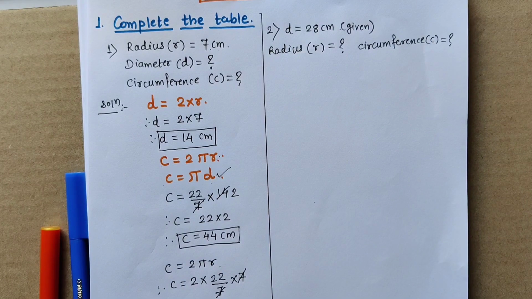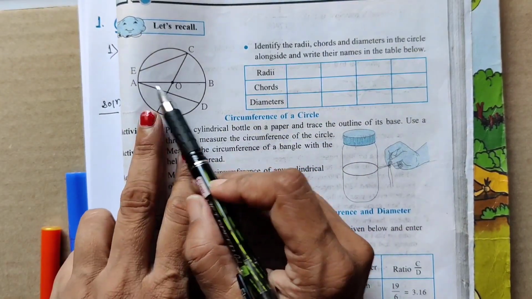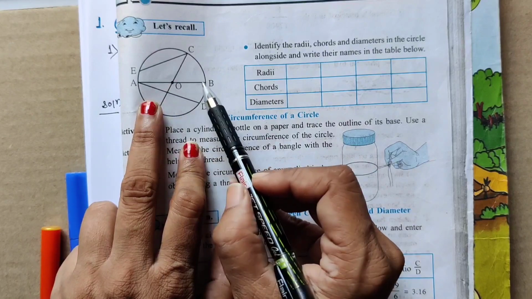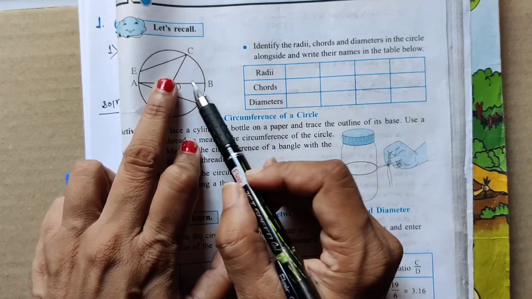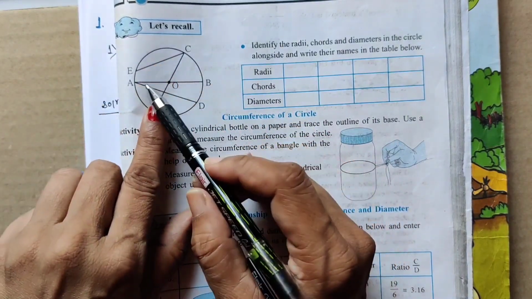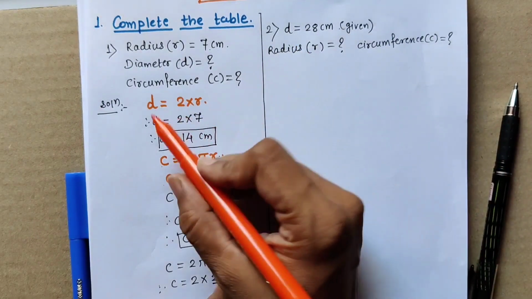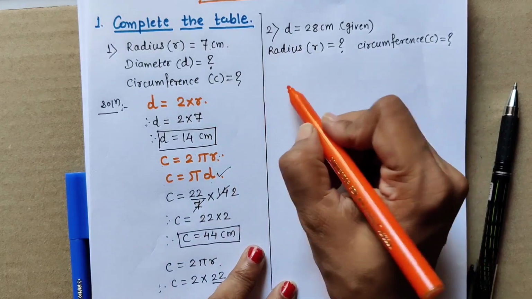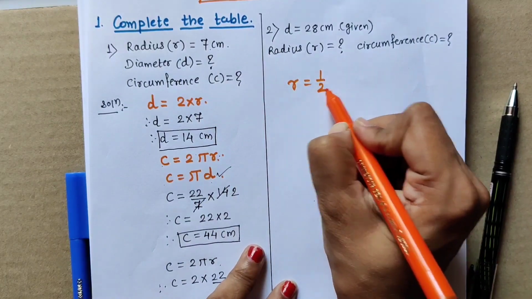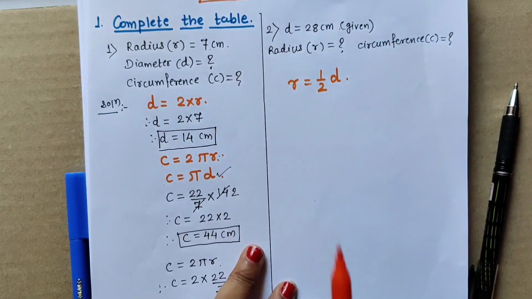Again I will be showing you that first activity from the textbook. As we all can see here, this diameter AB is double of radius, it is made up of 2 radius, so radius will be half of diameter. Radius, if you see till OB only, is half of this diameter. So we will be applying that formula. Diameter is 2 into radius and radius is half into diameter. Always keep this in mind.